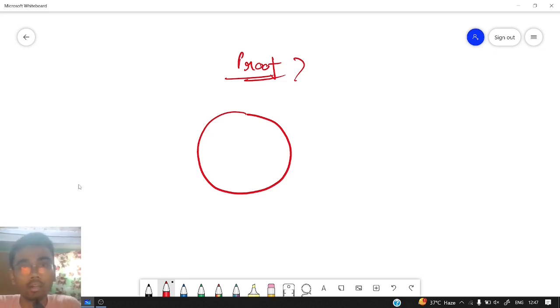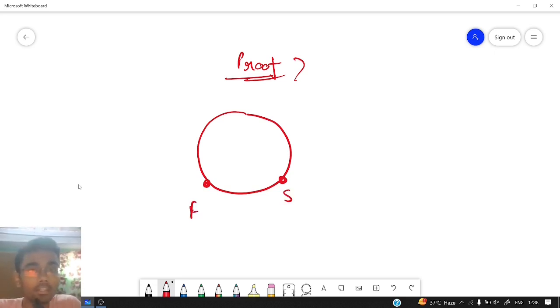So this circle represents some cycle of a linked list. There may be some linked list, and this is the cycle portion of the linked list that I have drawn. I have not drawn the nodes, I have simply drawn the circle which represents the cycle of the linked list. So let us say our fast pointer is present here and our slow pointer is present here.